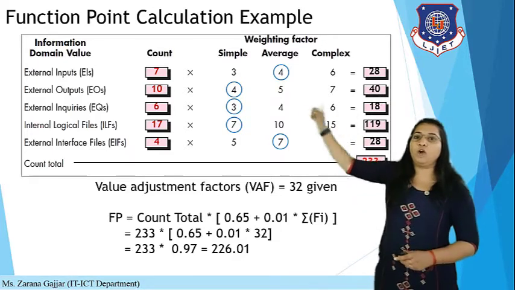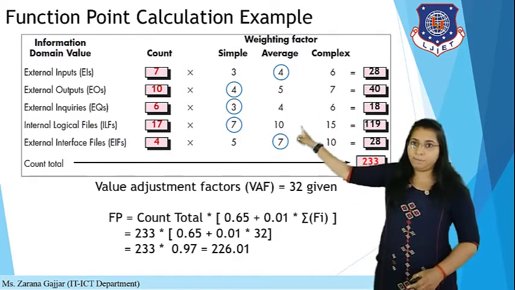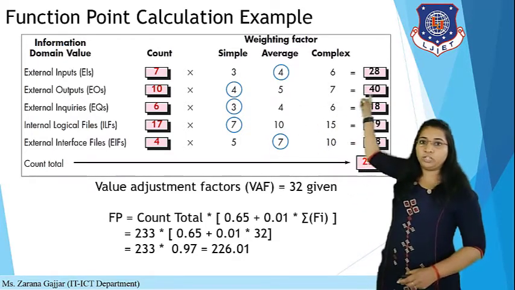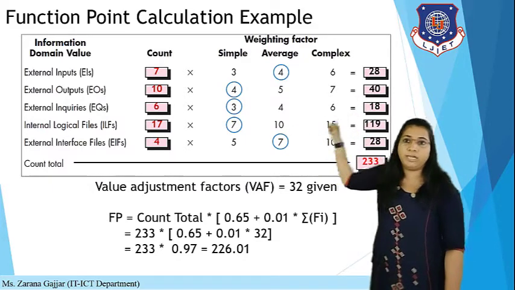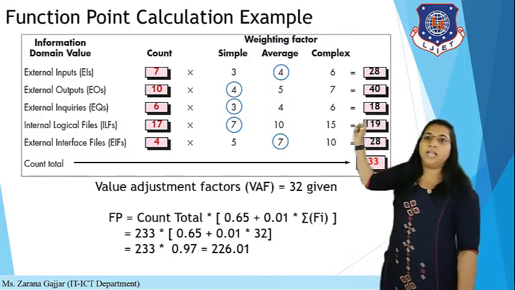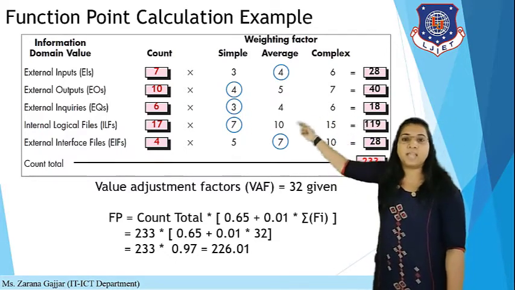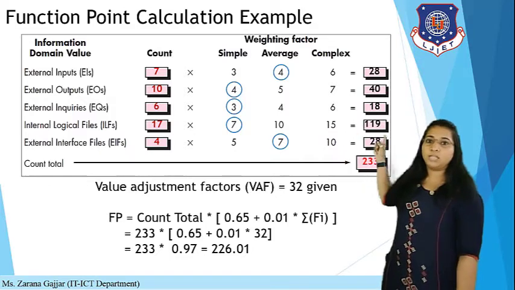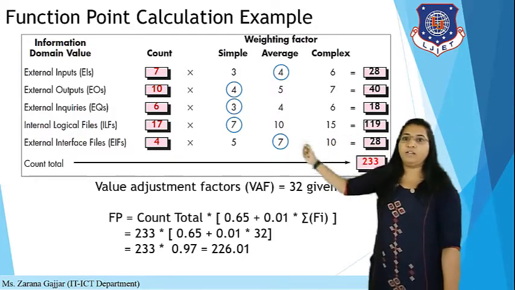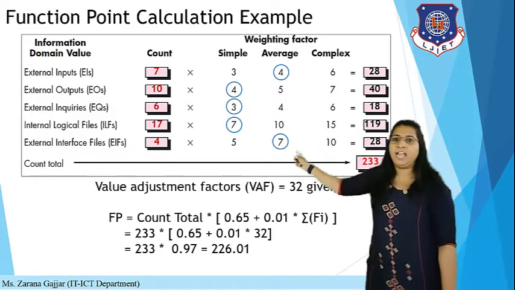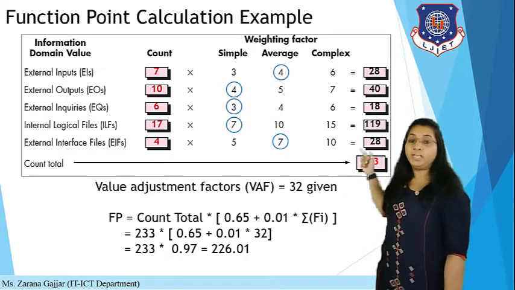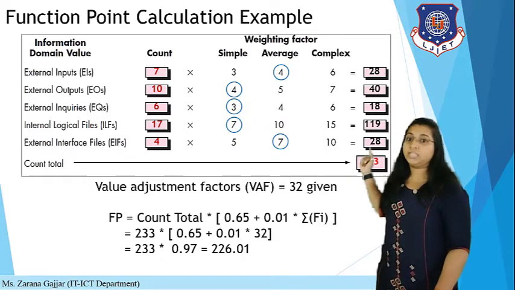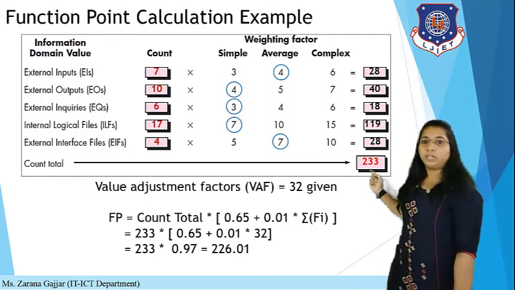Then similarly external output means 10. You are selecting simple, so 10 4s are 40. Then similarly external inquiries, 6 multiplied by 3, so 18. Then internal logical files, 17 multiplied by 7, so the answer is 119. And external interface file, that means 4 multiplied by 7, that means 28. So here the total count, the UFP on adjustment function point, that means the count total, is 233.